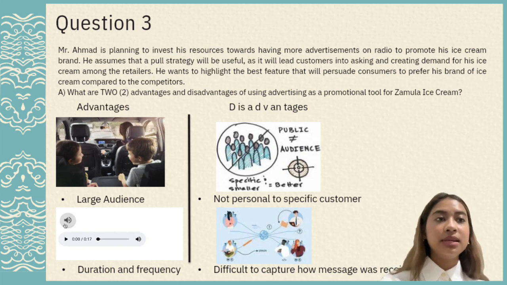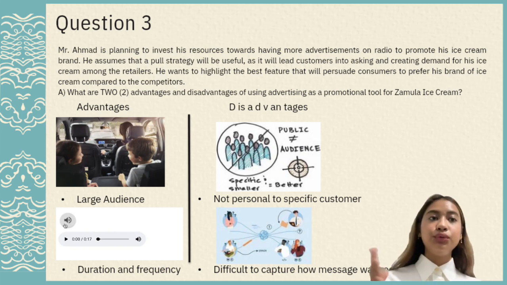And the second advantage would be the duration and frequency of the advertisements. Zamula ice cream in this case will be able to set how long they want their advertisement to be and how many times they want it to appear in a day or the intervals in which it appears. And this will reinforce the brand message over time towards the listeners of the radio.